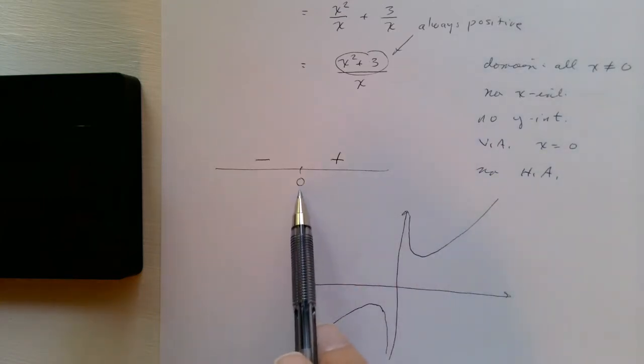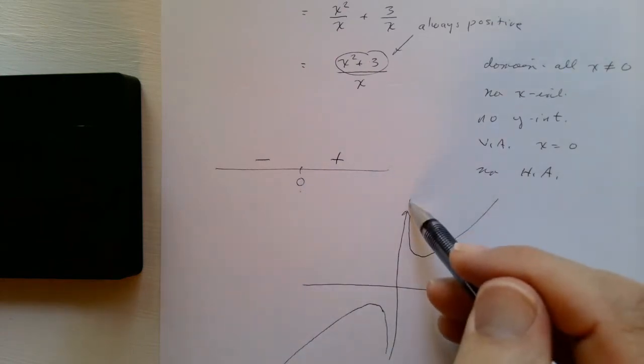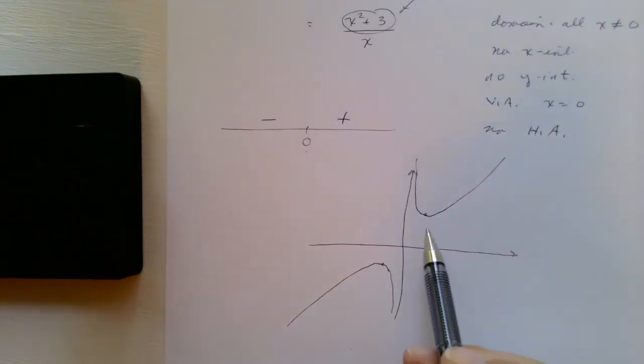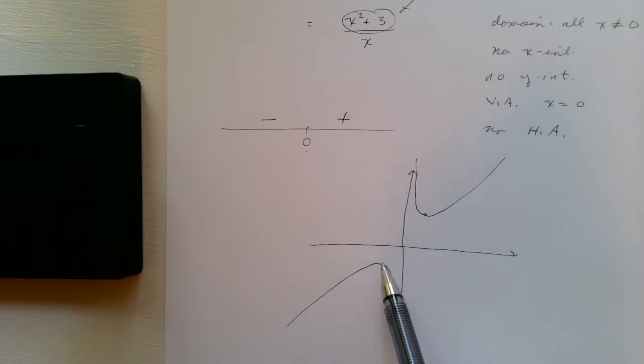The graph has to be completely above the x-axis to the right of 0, and it's going to shoot up on the right. So certainly it has to turn around at some point. We don't know what the coordinates of the turning points are. You will find that out if you take calculus, but you don't have to worry about what these turning points are, just that they exist.